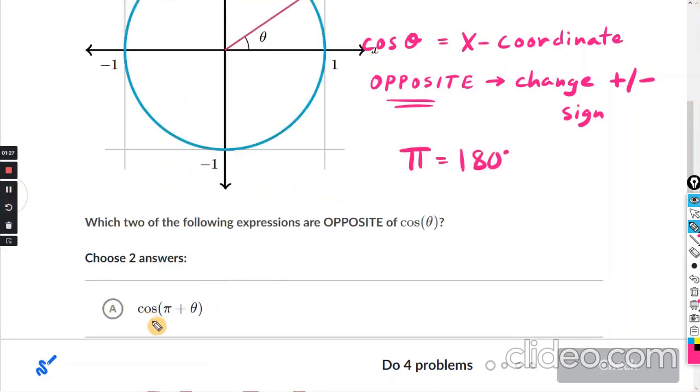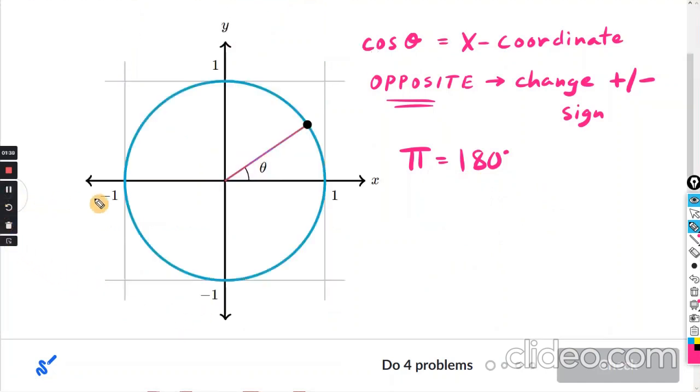The first one says cosine of pi plus theta. You want to remember that pi equals 180 degrees. That's half of a circle. So let's try pi plus theta. If we start at pi, this is pi right here, and this is theta. We're going to add this much to the starting point of pi. So if we went this much from over here, we'd be about right there.